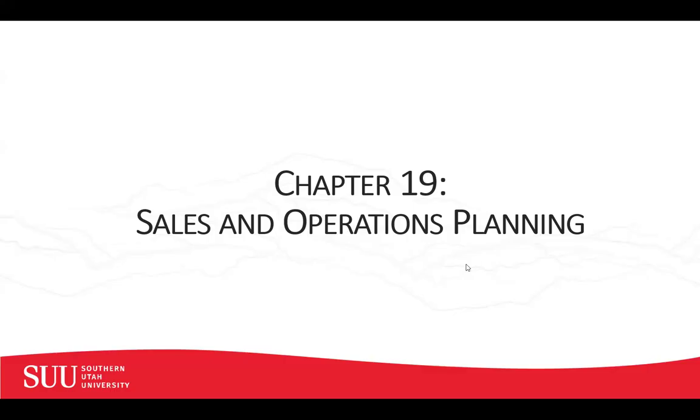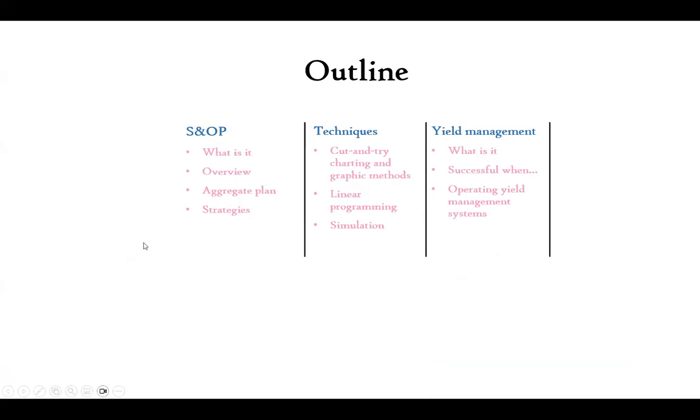Hi, this is the lecture video for Chapter 19, Sales and Operations Planning. This also relates to manufacturing planning and control. Chapter 19 is divided into three parts. The first part is actually the main part, where we discuss sales and operations planning, which is S&OP.